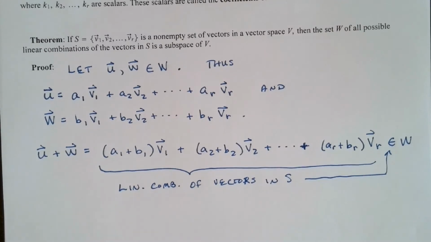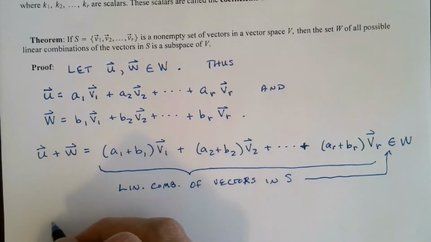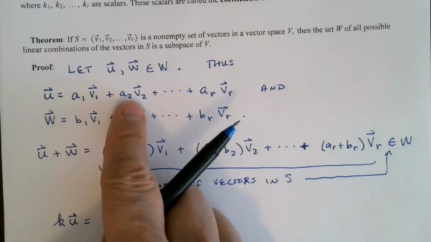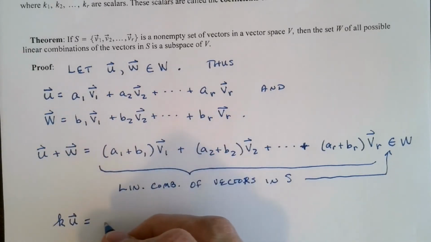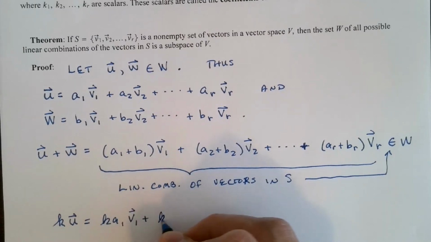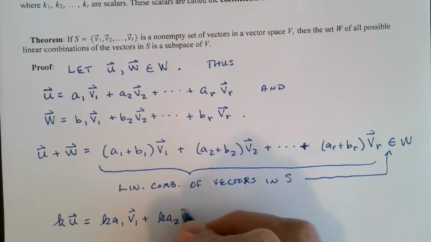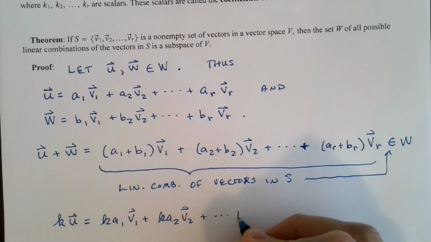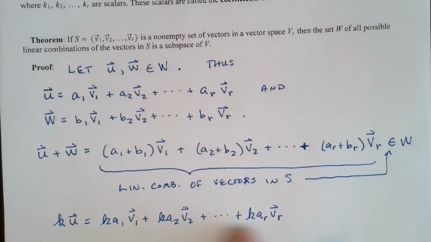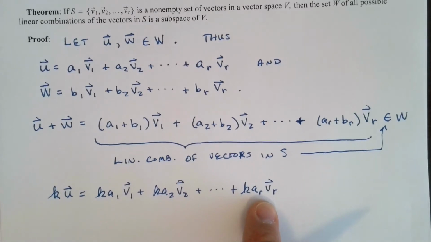What about scalar multiplication? For any scalar k, if I multiply, say, vector u, what happens? Distribute the k through. I get k a1 v1 plus k a2 v2 all the way down to k ar vr. So is this vector in the set W?